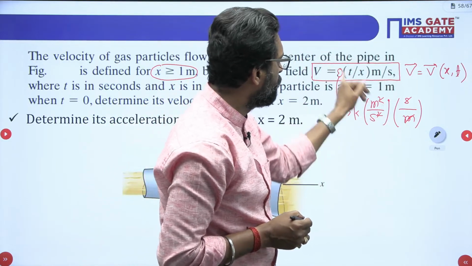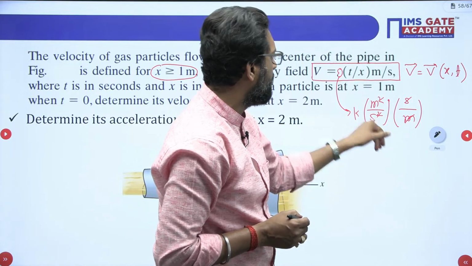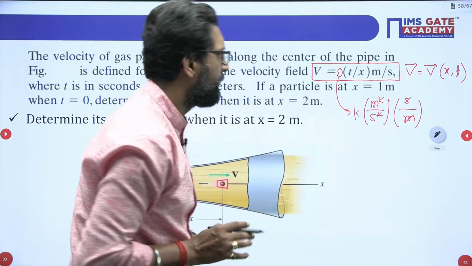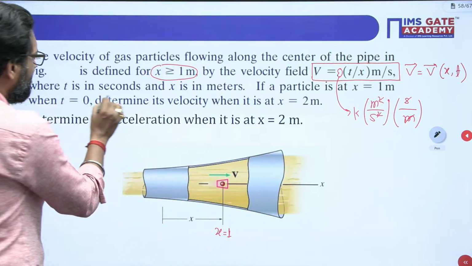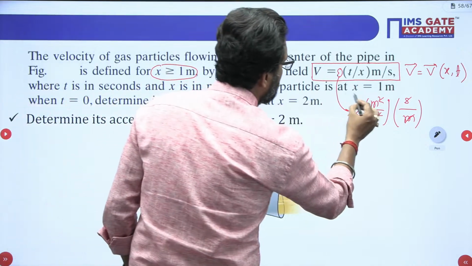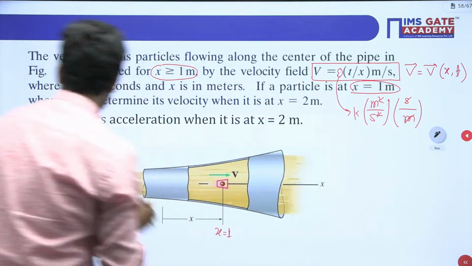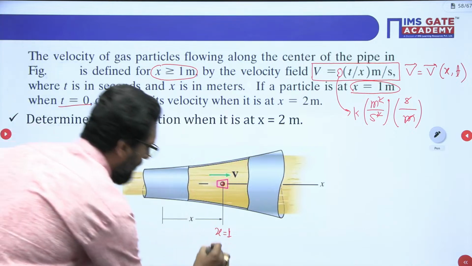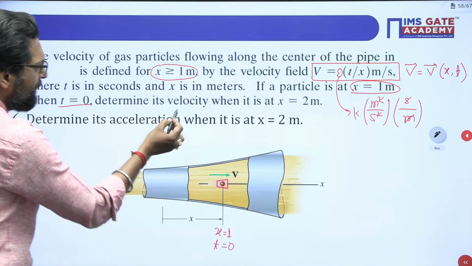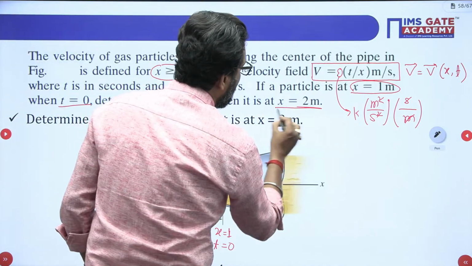The constant's unit is meter square per second square, so that if you multiply with second by meter, it is already meter per second that is coming. Okay, no problem. Now where t is in second, x is in meter, the particle is at x equal to 1 meter when time t is equal to 0. Now determine the velocity when the particle is at 2 meter.